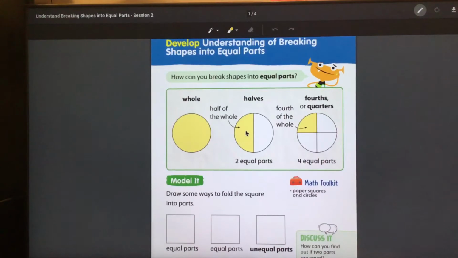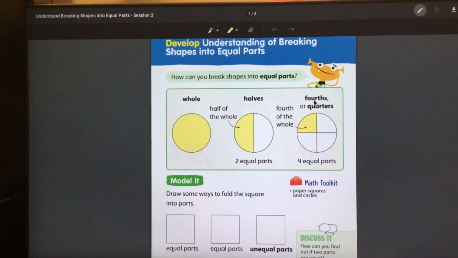Pretend that your brother likes pepperoni on their pizza. So you put half pepperoni here, and this half does not have pepperoni. That would be half of the whole pizza is pepperoni, and the other half of the whole pizza is just plain cheese. So that's what they mean when they say half of the whole or halves.